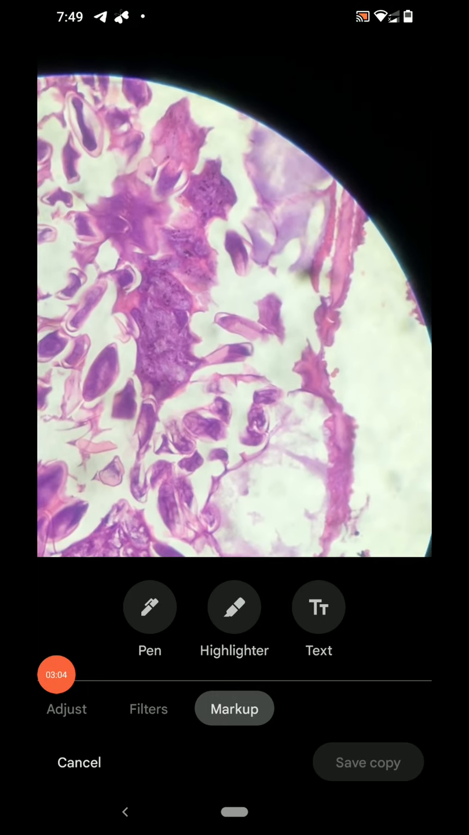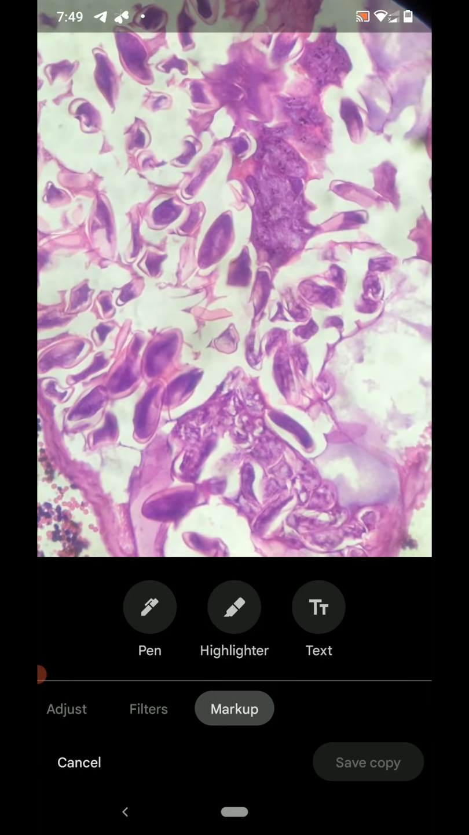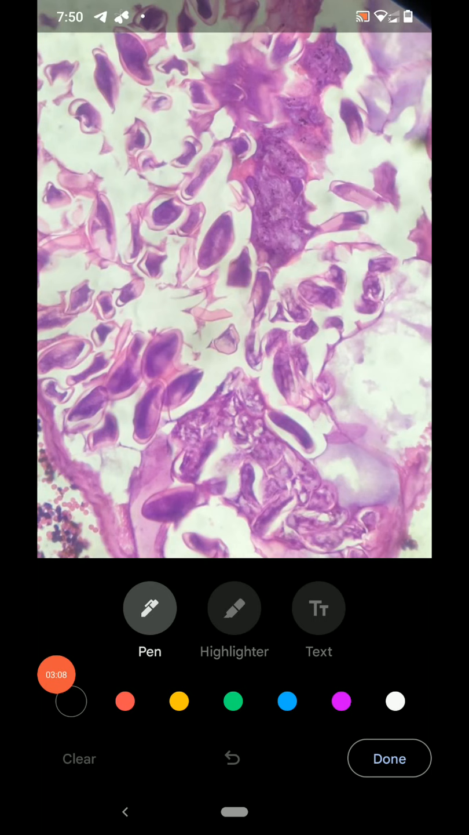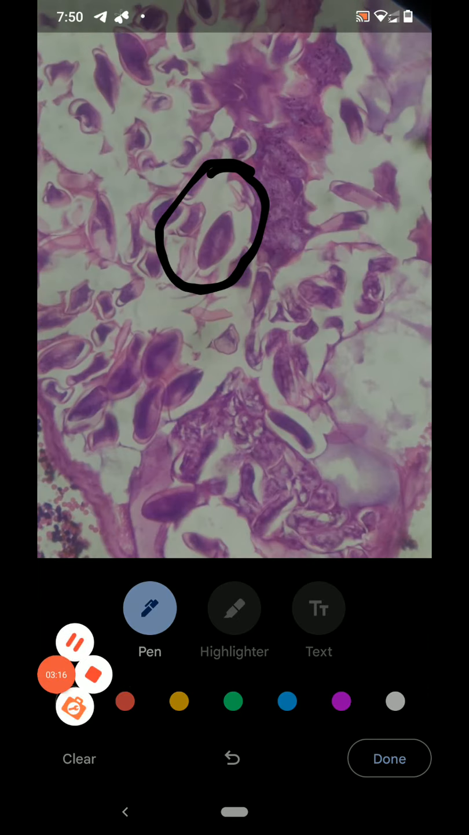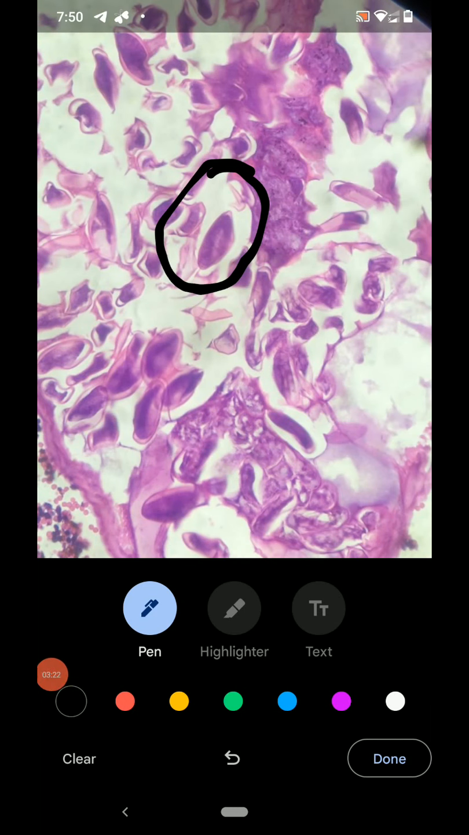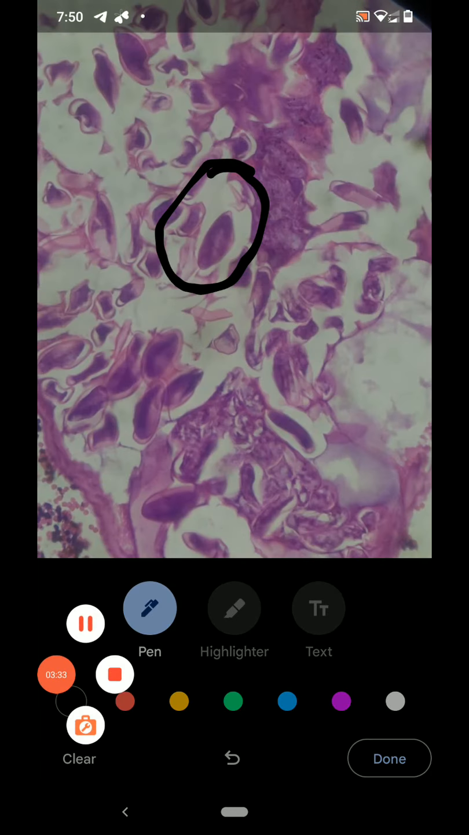Another defining feature of this Enterobius vermicularis is the presence of these characteristic eggs, which are 50 to 60 by 20 to 30 micrometers in size, and they are flattened on one side and rounded on the other side. So these characteristic eggs, which are flattened on one side, rounded on the other side, and 50 to 60 by 20 to 30 micrometers in size, are partially embryonated.